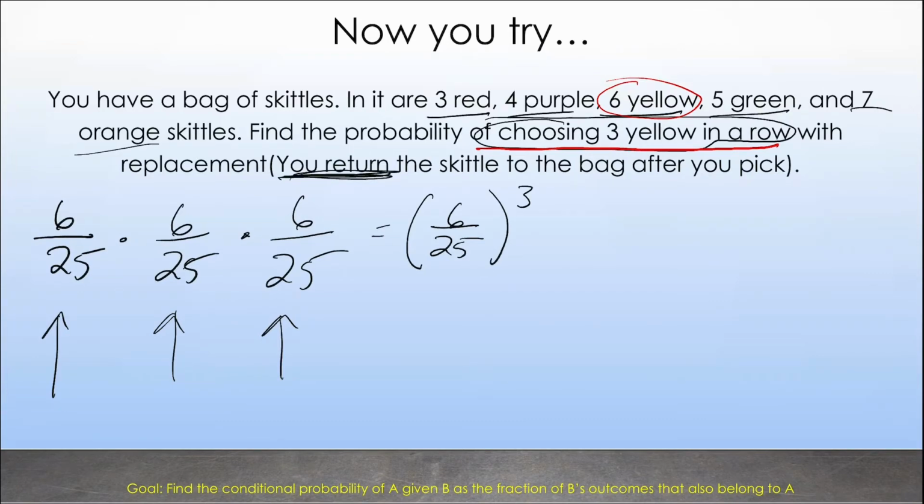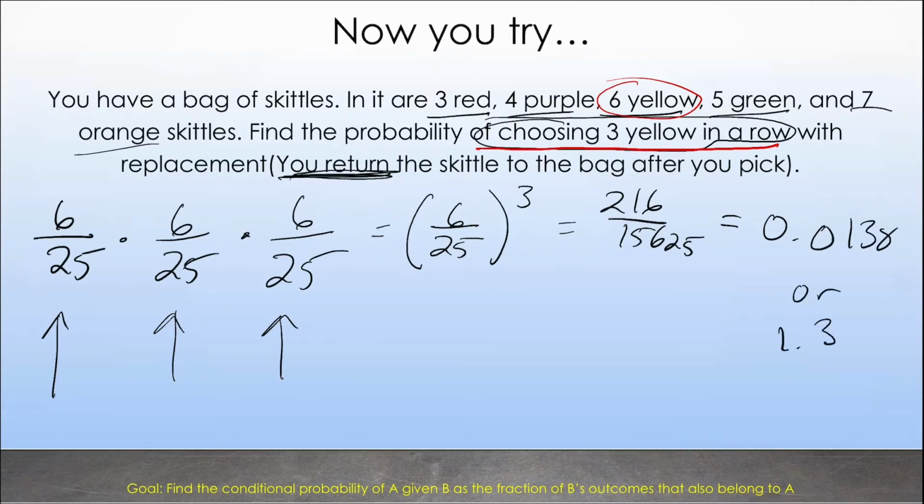That gets me 216 over 15,625, which is a 0.0138, or we would say a 1.4% chance of that occurring. So you have a 1.4% chance of drawing 3 yellows in a row with this bag of Skittles.